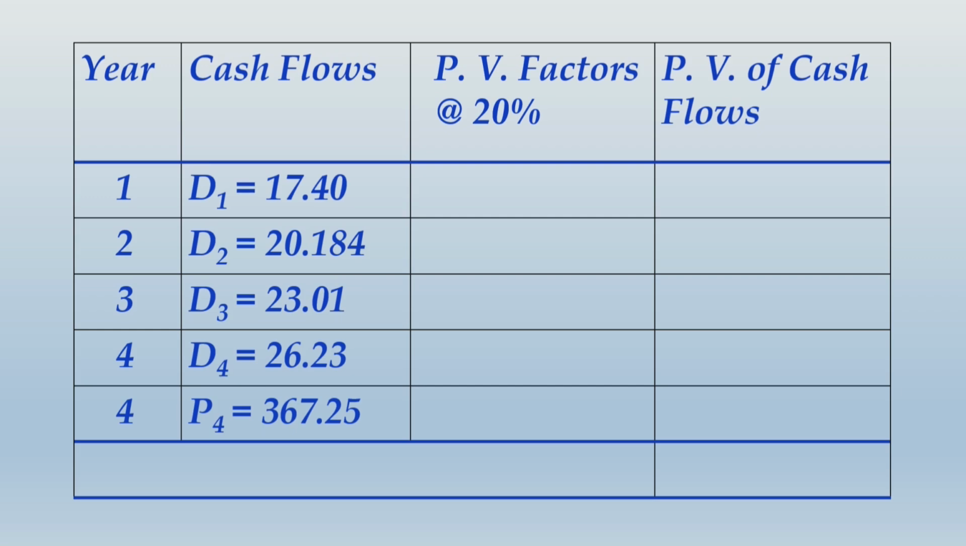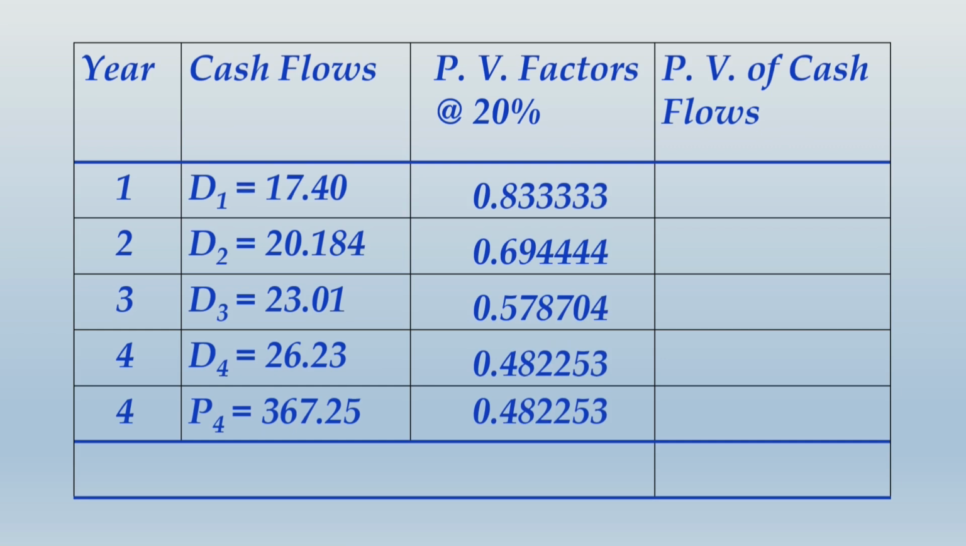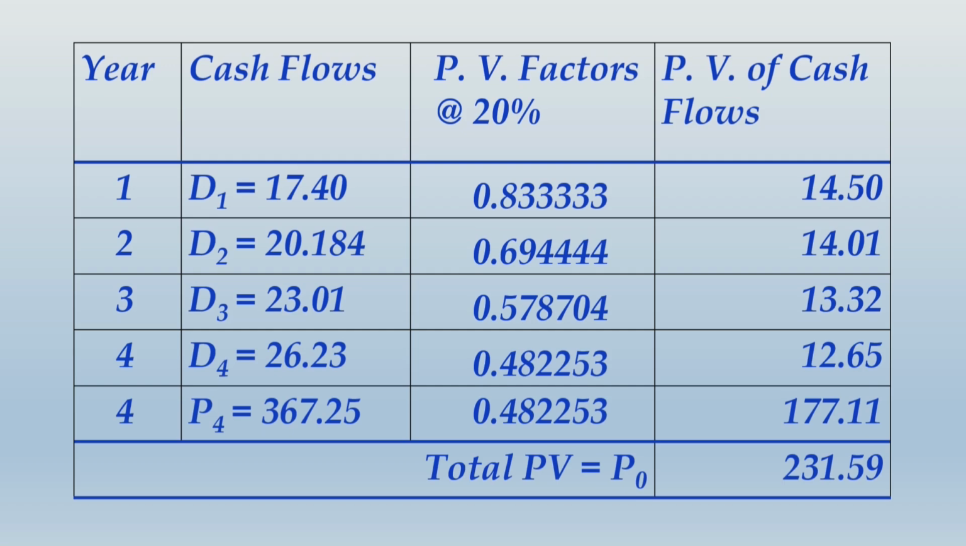The discount factors or the present value factors as per the 20% discounting rate, which is KE, that is the equity capitalization rate, have been stated in the table, and when you multiply these discount factors to these respective cash flows, you will be getting the present value of all these cash flows, and that is summing up to rupees 231.59. Please write up this entire thing and then I'll show you how to make this calculation quickly on your financial calculator.